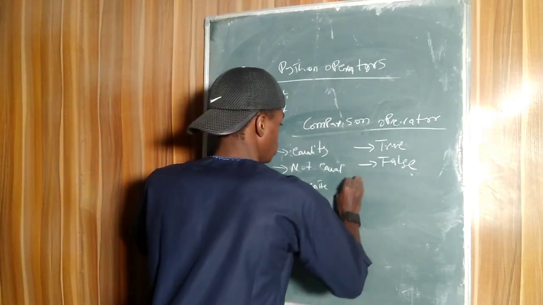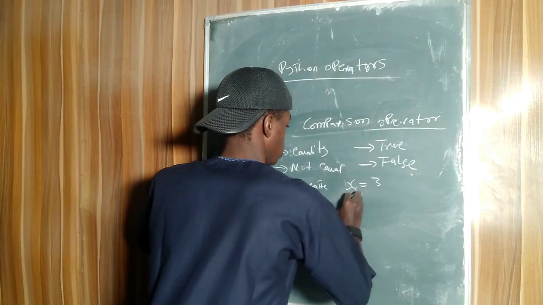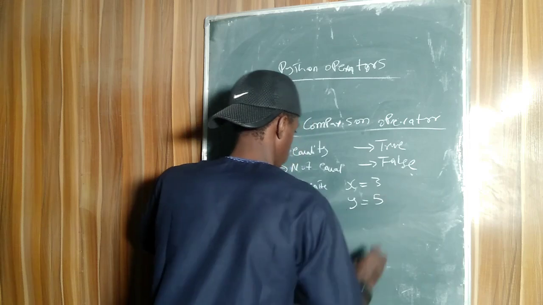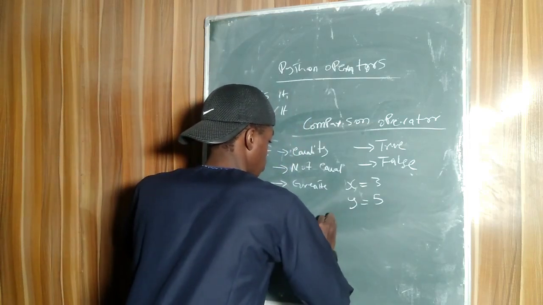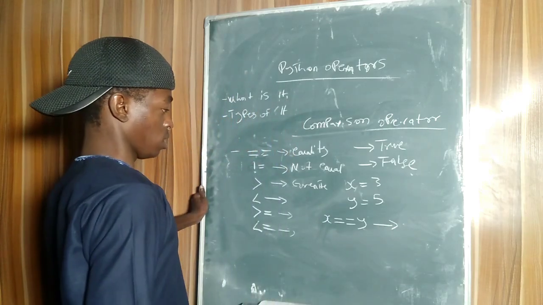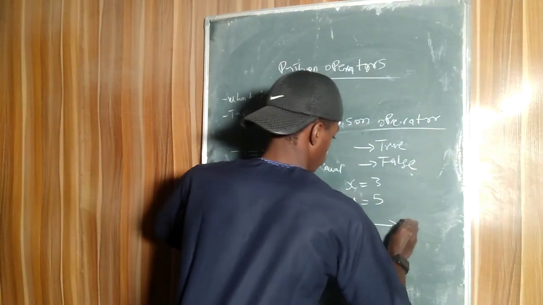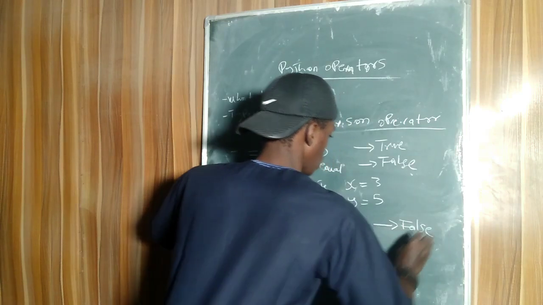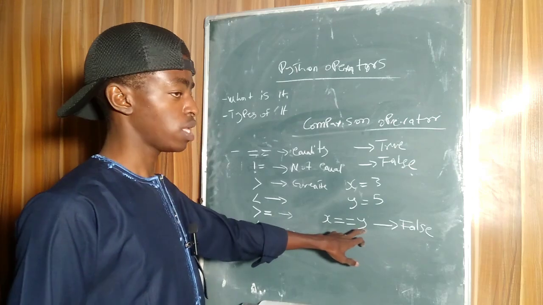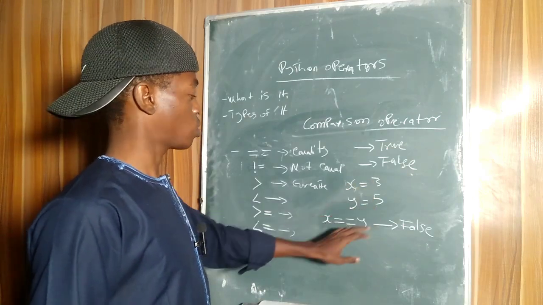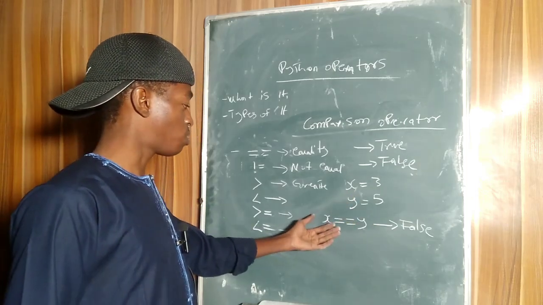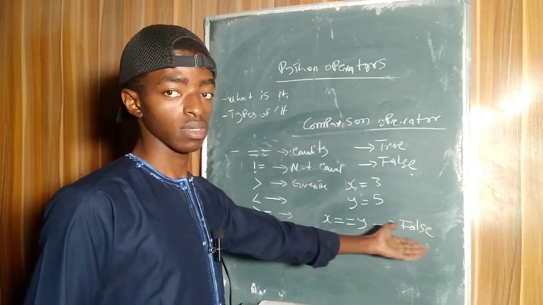Let's say I created a variable x and I store 3 in it, and another variable y and I store 5 in it. Then if I write x double equal sign y, what is the output going to be? Definitely the output is going to be false. The reason is that you are asking, is x equivalent to y? x is 3 and y is 5. So 3 and 5 are not equal. Then when you print this out, you're going to see the output of false.